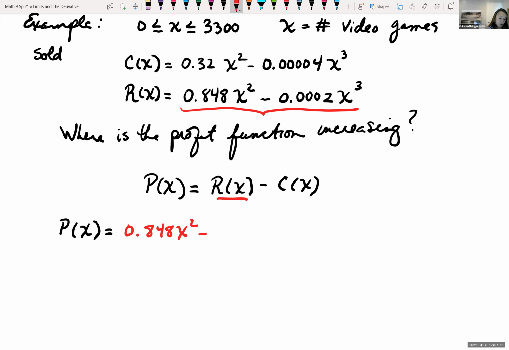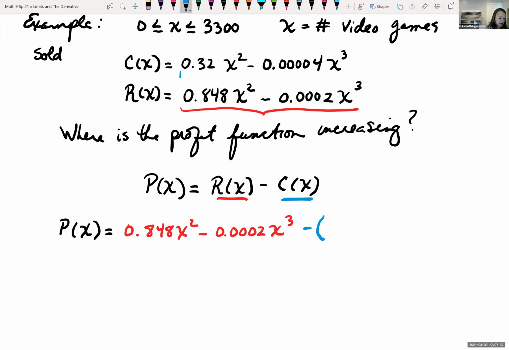Minus 220 thousandths is how I read that as a decimal, x cubed. Minus, so we have to be careful here because we're subtracting off this whole function C of x. We need parentheses around that. So what we did, we can distribute our negative.